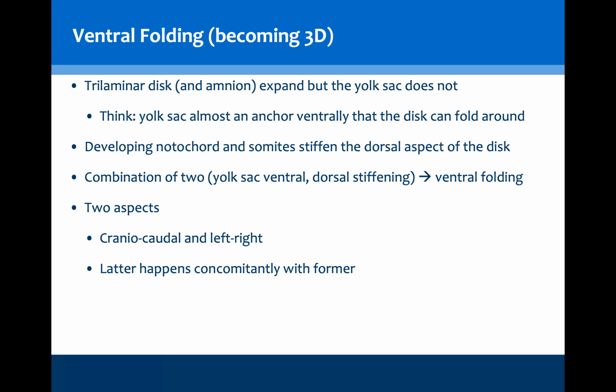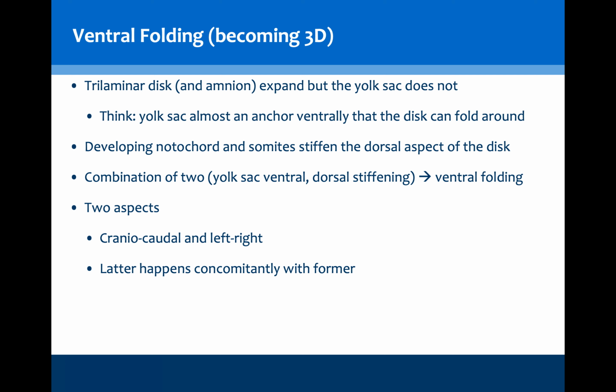And so that sort of physical process occurs in this trilaminar disc as well. You've created this axis on the dorsal aspect, so the natural physics would be to fold ventrally. And this is supported by this yolk sac that occurs on the ventral surface as well, that doesn't grow with the embryo, but effectively, again, acts as a physical anchor for the embryo and encourages the process of ventral folding.